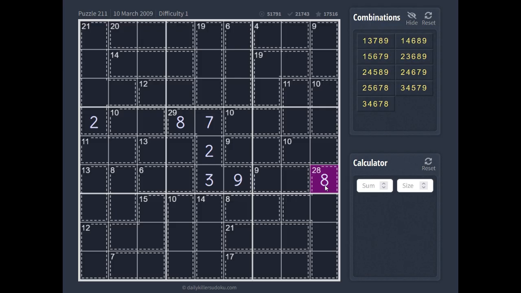Now I'm going to diverge just a little bit. I did see that there's a 2 here and a 2 here, which forces a 2 to be here. So this is a 2-7 pair. But let's keep going. All right.